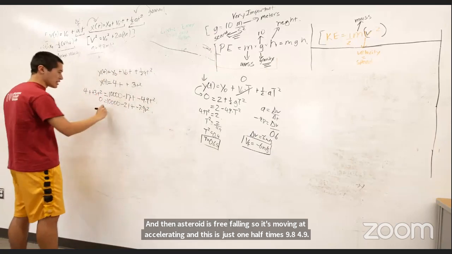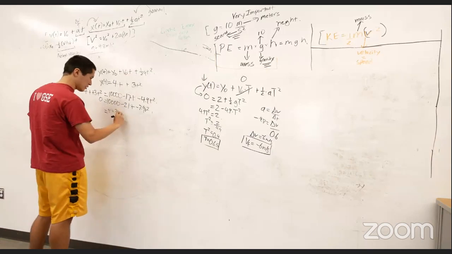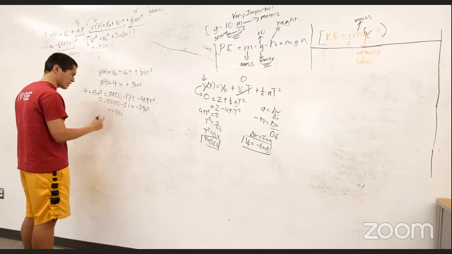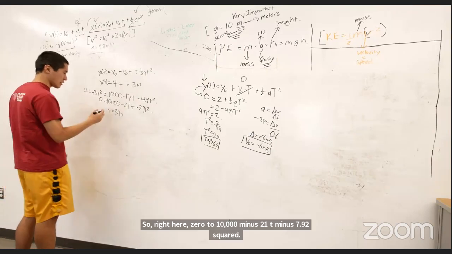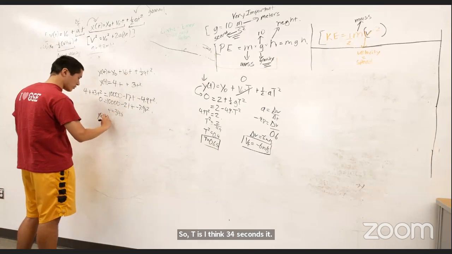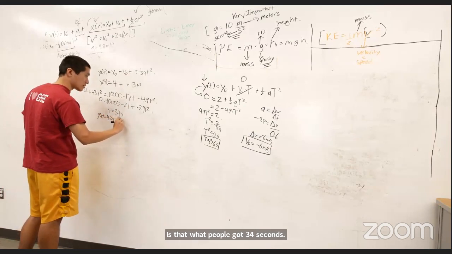And so t is, I think, 34 seconds. Is that what people got? 34 seconds? About, give or take. And the height of this is y of t, 4 times 34 plus 3 times 34 squared.